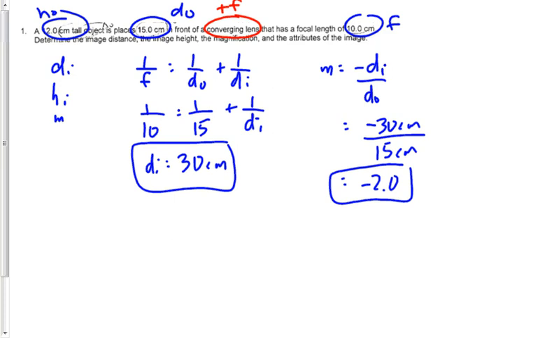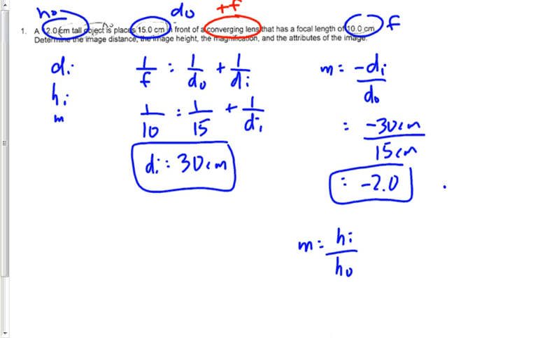All right, let's get HI now. Let's say M is equal to HI over HO. By the way, could we have went straight to HI over HO equals negative DI over DO and used those two parts? Sure, we could have. We wouldn't have got M there. We would have got HI right away. And there's an argument for that being actually a better method. Okay, what's the argument for that? Why could that potentially be a better method than what I've just done here?